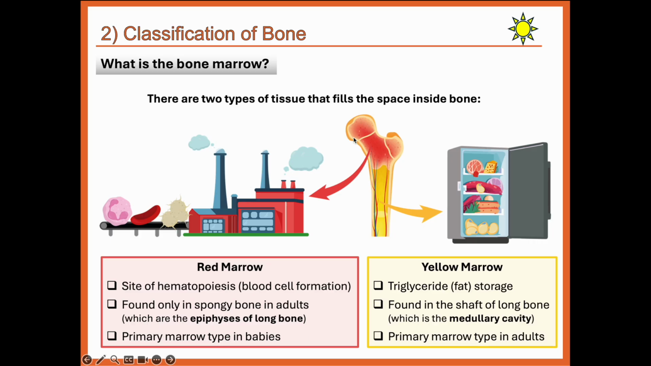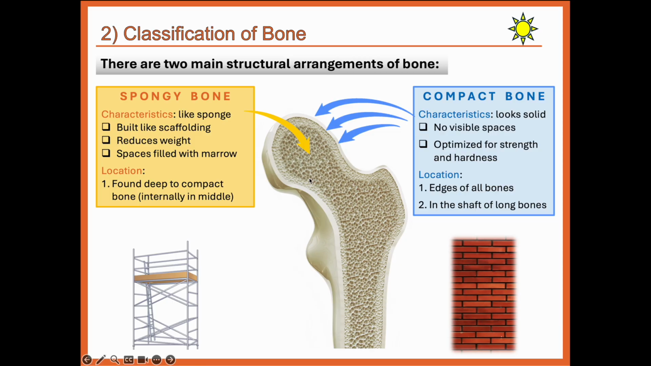You may have heard of eating red bone marrow. This is actually a delicacy for food. This hematopoiesis is found, as I said, only in the spongy bone in adults. So in children, everything is red bone marrow, but in adults, this red bone marrow is just on the heads, right? So if I go back over here, you see this spongy bone in the middle.